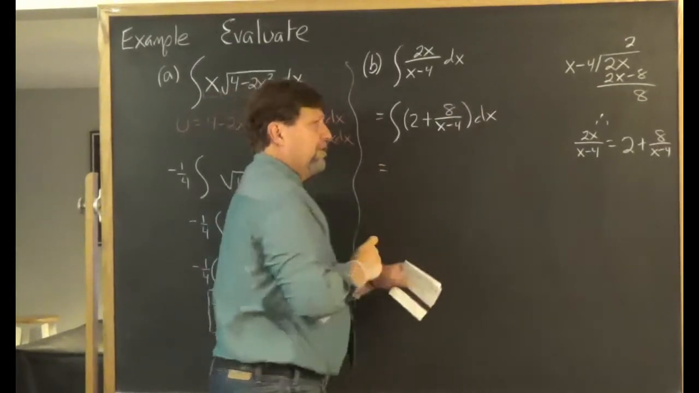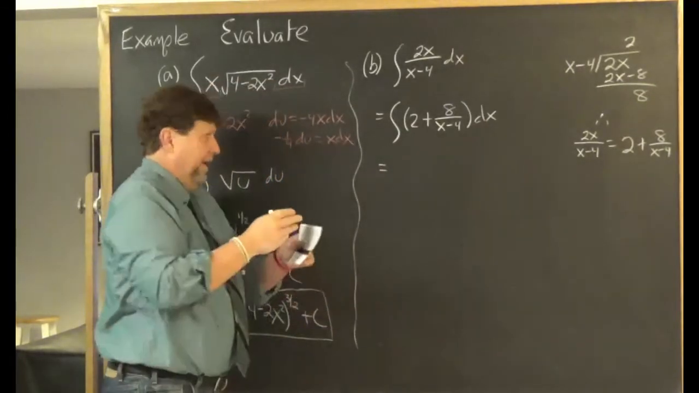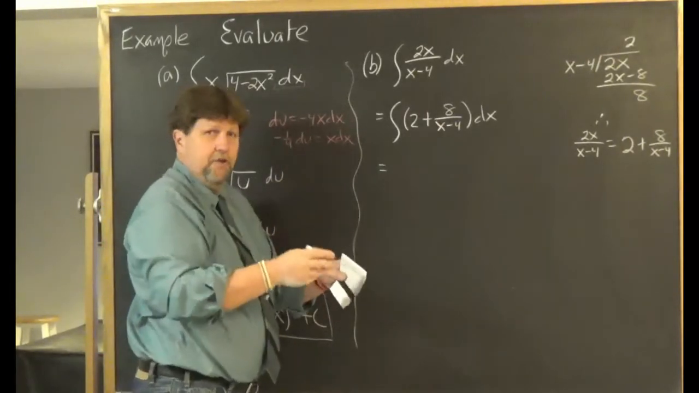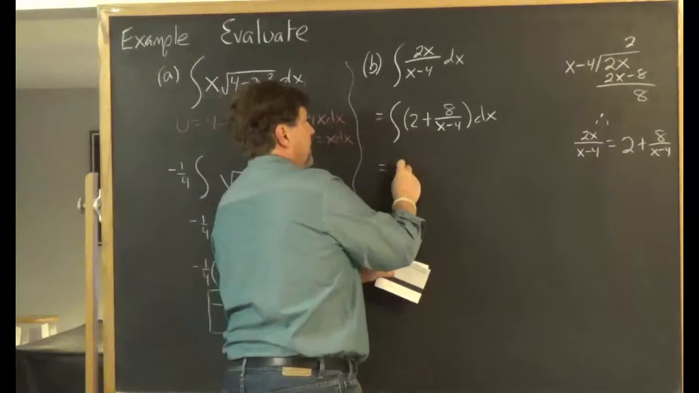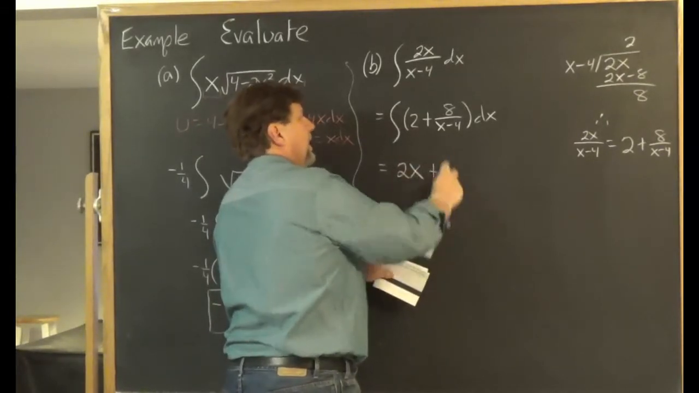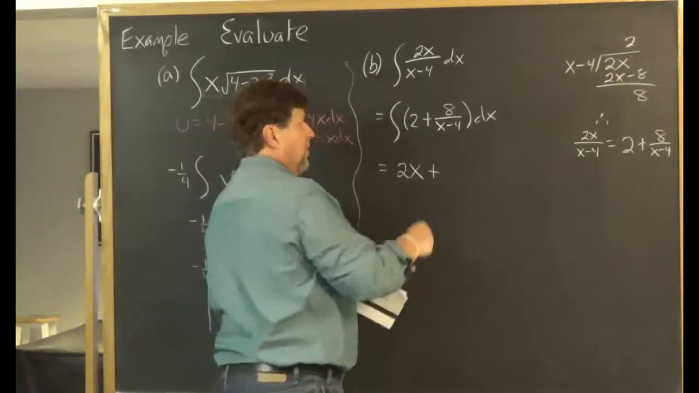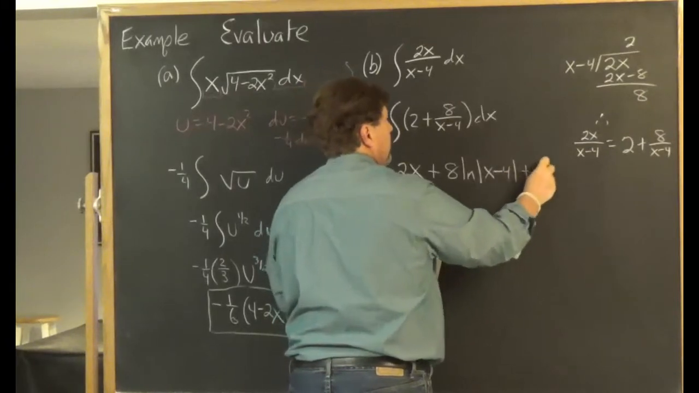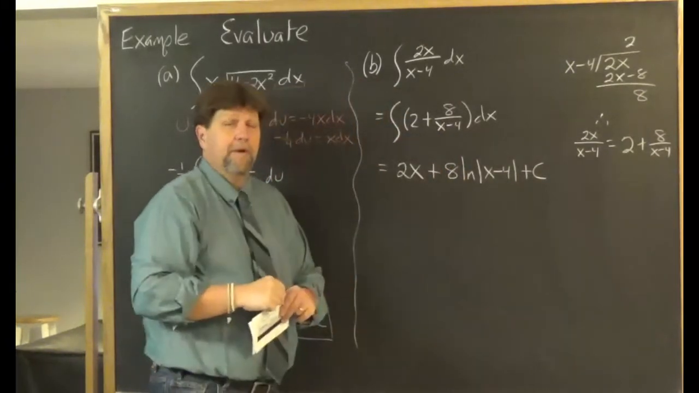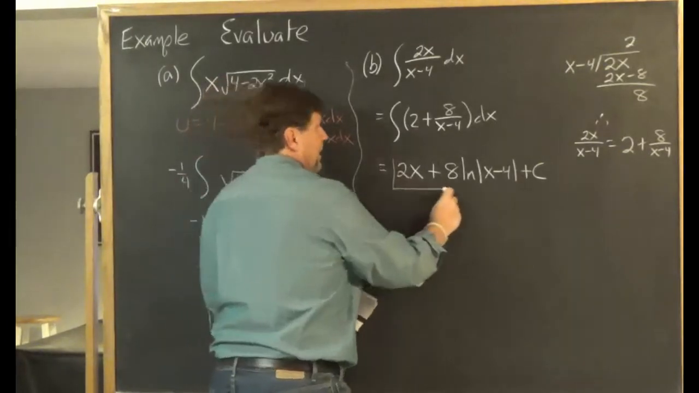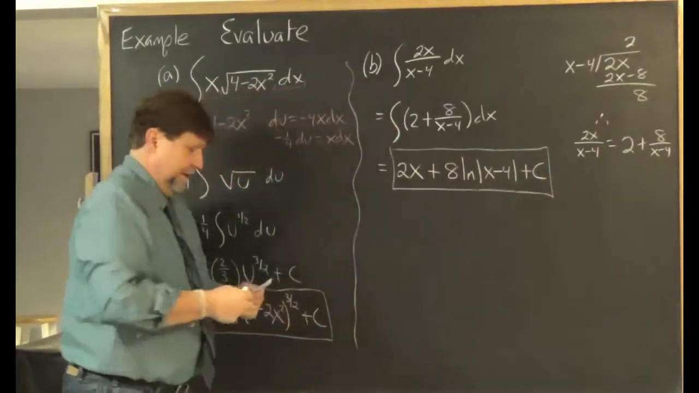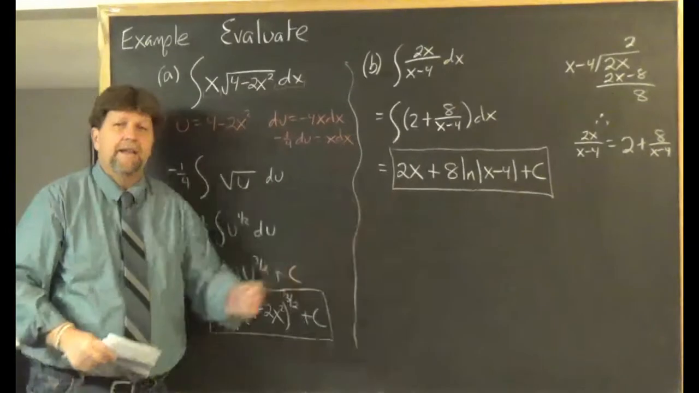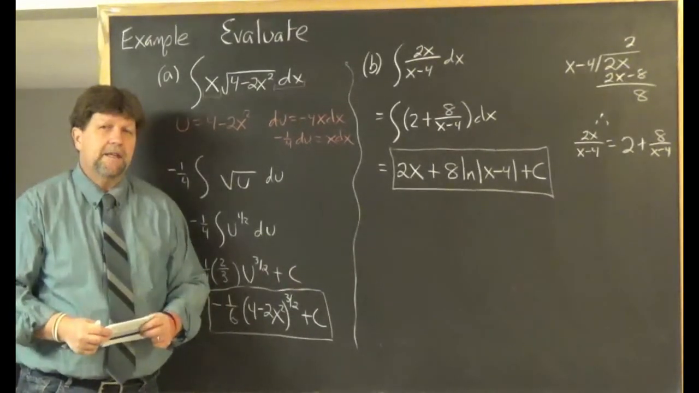And I can do term-by-term integration. I'm not going to write down that step of showing that I've split it into two integrals. I'm just going to do it. The antiderivative of 2 is 2x. And the antiderivative of 8 over x minus 4 is nothing more than 8 natural log absolute value of x minus 4. That's something that we reviewed in an earlier slide. And that's all there was to this example. So hopefully you got that for part A. Hopefully you got that for part B. Let's head back to the slides and see what's next.